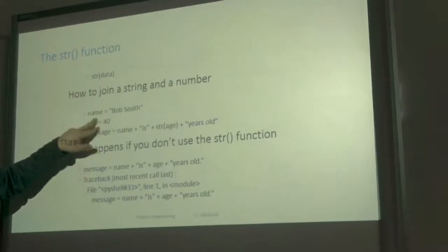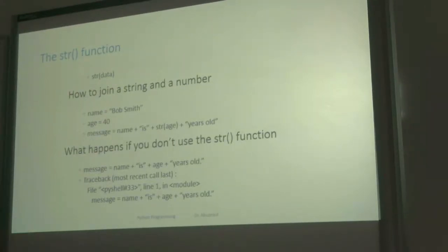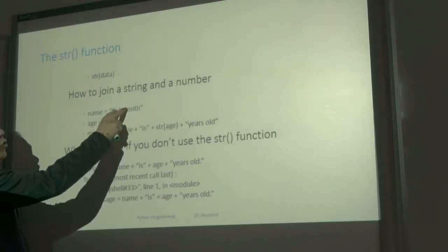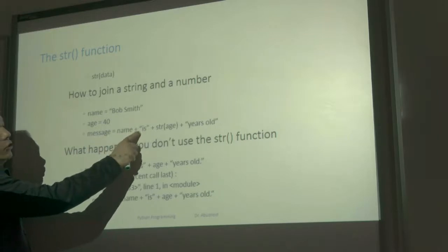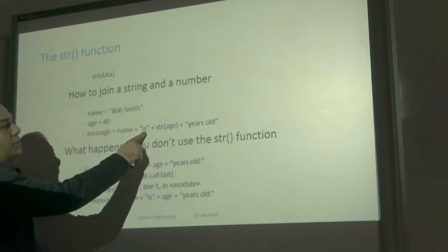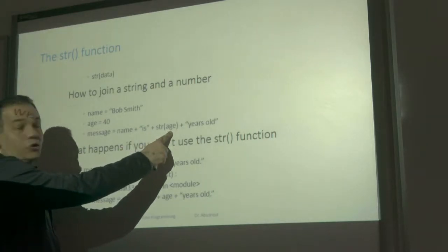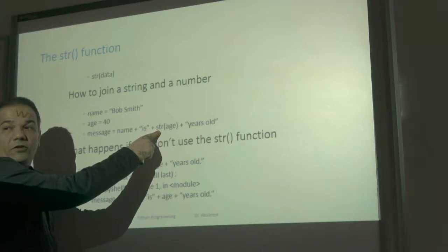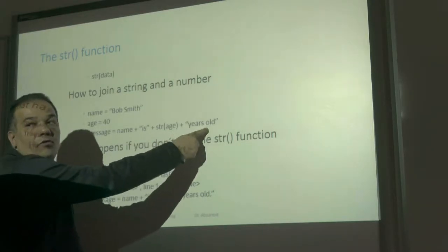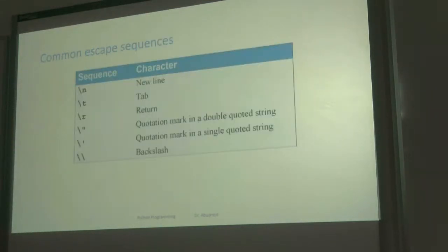All right. So in here, for example, message equals name. What is name? It's a string, no problem. I'm going to go in here. Plus. So plus is used to concatenate strings. Name is a string, no problem. But age is not a string. So first you have to convert it into a string, then you add it to another string. Simple stuff.